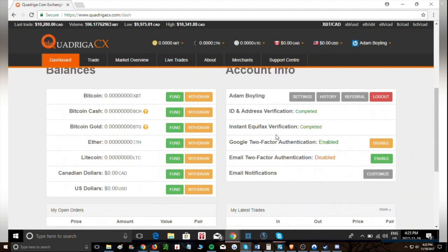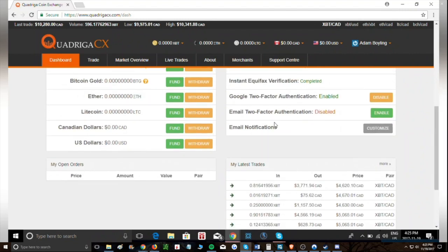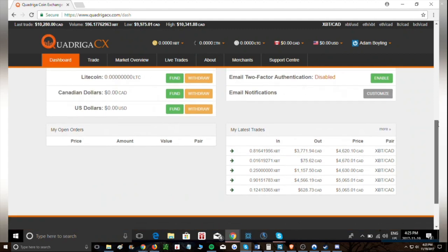These are things you're going to need to do to be depositing and withdrawing, and enabling your two-factor, which obviously you should be doing as well. I recommend don't do email two-factor. It's not good, easier to hack.